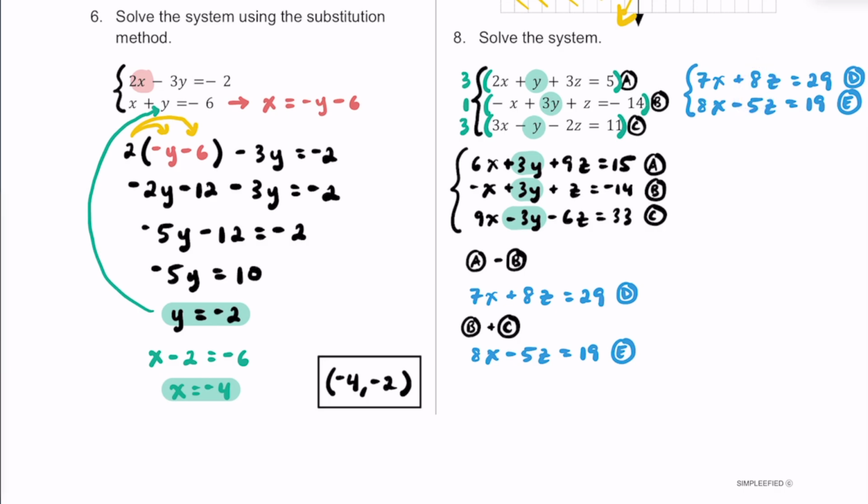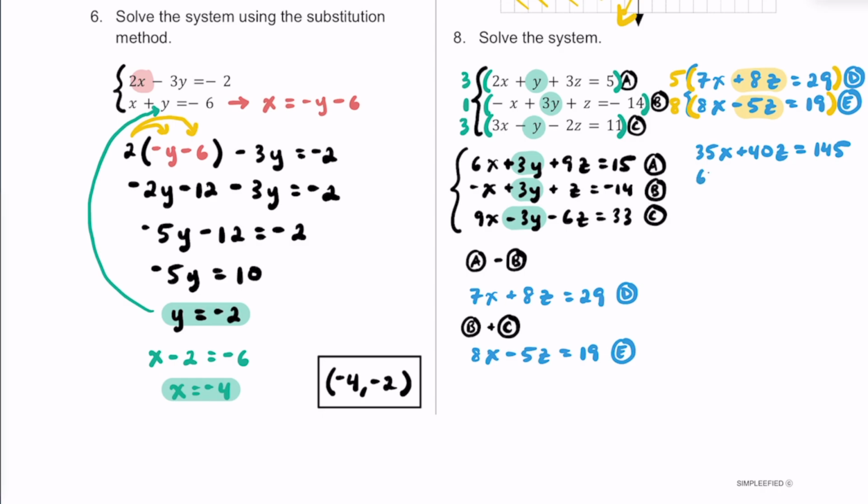It's really a preference thing, but I think meeting at 40 is a little bit easier in my head. So I'm going to multiply the top equation by 5, and I'm going to multiply the bottom equation by 8, just so I can get matching coefficients for the z terms. If we do that, I think we're going to get 35x plus 40z is equal to 145. That's just our new equation D.